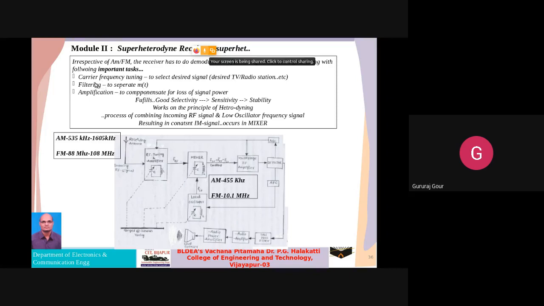Next, it has to do the filtering to separate the message signal which is mixed with this carrier. We have to separate it. Then, if possible, we have to amplify it, because that signal has traveled a long distance and undergone a loss of signal power. We have to compensate for that. We have to increase its power, boosting it by using pre and post amplifier blocks. Okay. So our superheterodyne receiver is very well versed in doing the first 2 things.